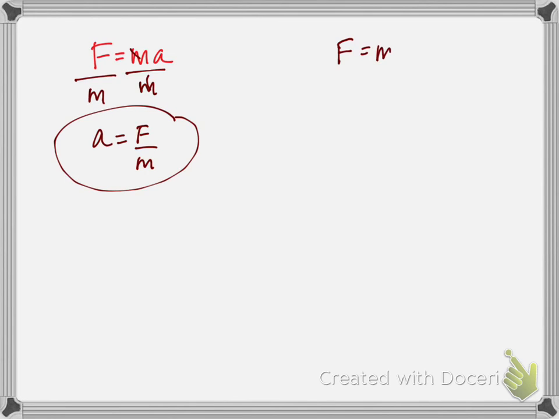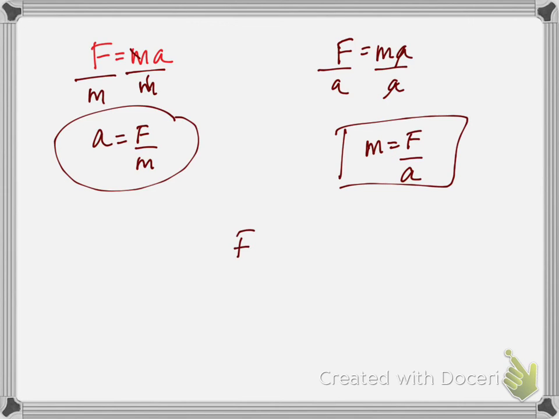If we start with F equals ma and I say, well, what if I ask you for the mass? We divide both sides by acceleration, and we get mass is equal to force over acceleration, and then we have F equals ma. So again, there's our three formulas.